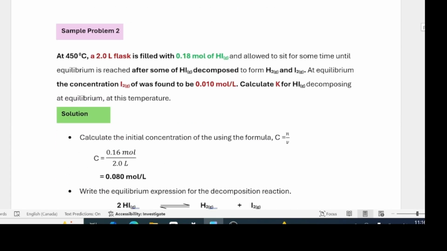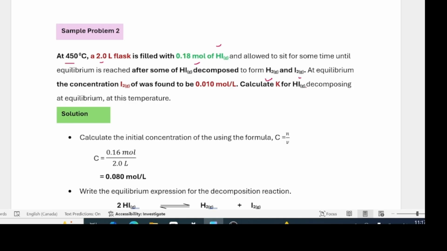Next problem. Again, we are being provided with a volume and a certain number of moles of hydrogen iodide gas that is placed inside that flask there at this temperature here. And it is allowed to sit for some time until equilibrium is established. Of course, this breaks up to give you some amount of hydrogen and iodine.